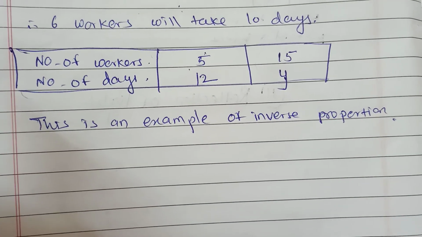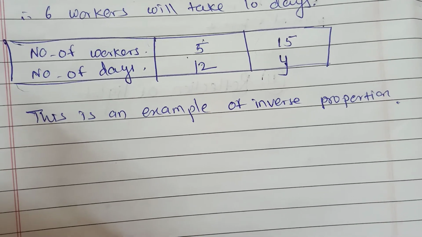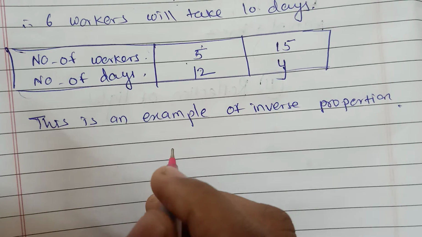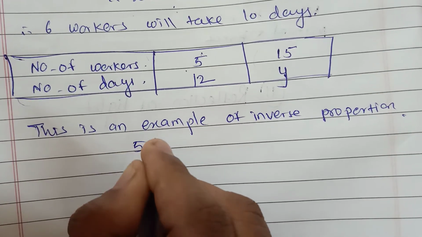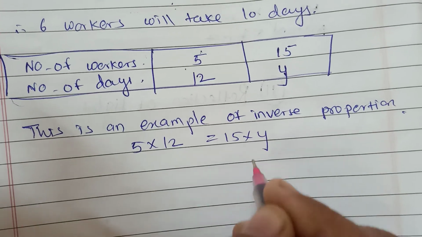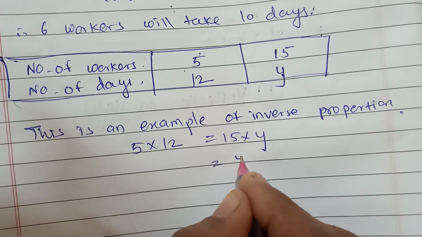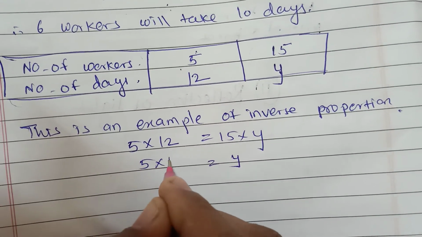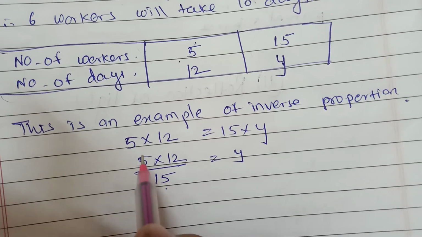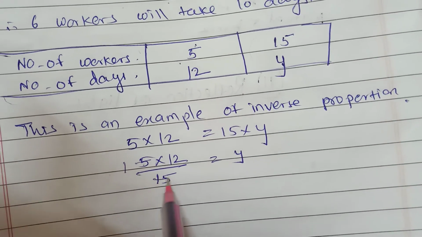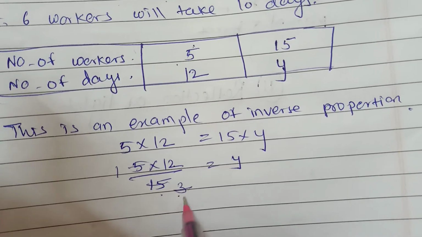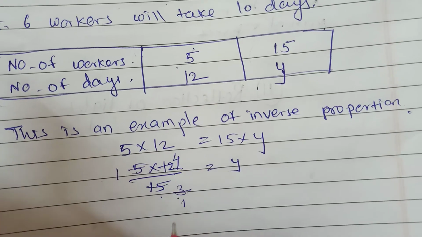So this is an example of an inverse proportion, and as we know, in the inverse proportion the multiplication of two quantities is constant. So 5 into 12 is equal to 15 into y. So to find out the value of y, this is 5 into 12 upon 15. So we'll cancel 5 and 15: 5 1s are 5, 5 3s are 15. Now we can cancel the 12 and 3: 3 1s are 3, 3 4s are 12.